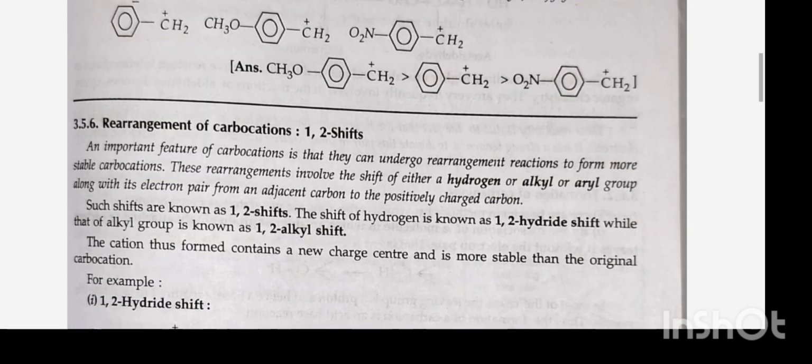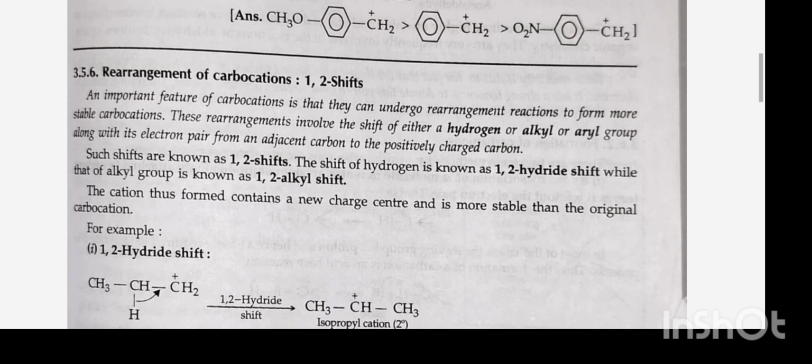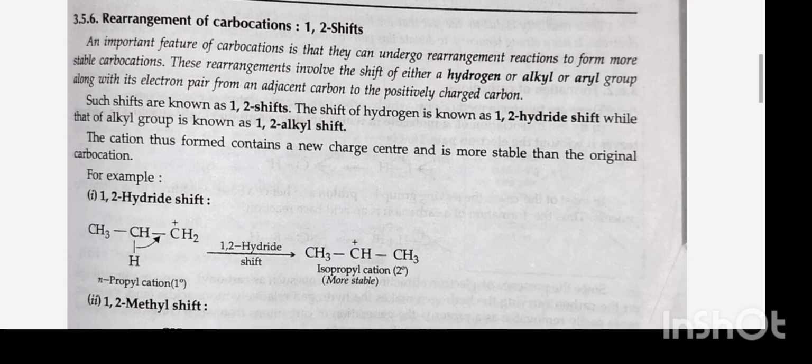Rearrangement of a carbocation, 1,2 shift. An important feature of carbocations is that they can undergo rearrangement reactions to form a more stable carbocation. These rearrangements involve the shift of either a hydrogen, alkyl, or aryl group along with its electron pair from an adjacent carbon to the positively charged carbon. Such shifts are known as 1,2 shifts. The shift of hydrogen is known as a 1,2 hydride shift, while that of an alkyl group is known as a 1,2 alkyl shift. The cation thus formed contains a new charge center and is more stable than the original carbocation.